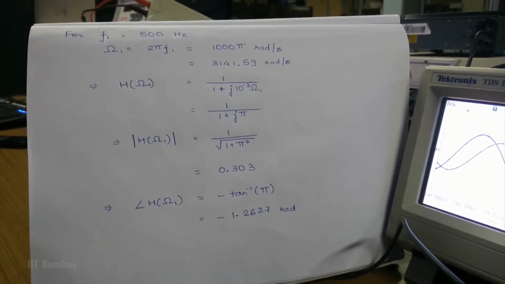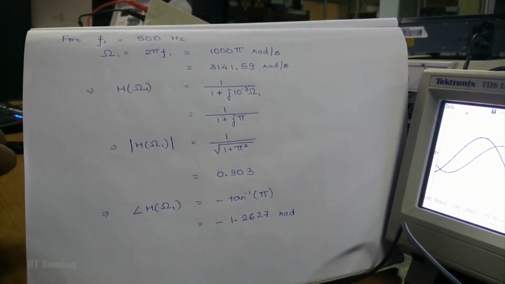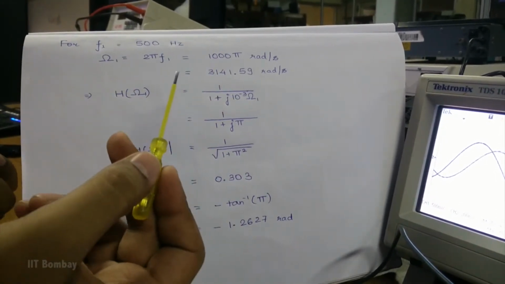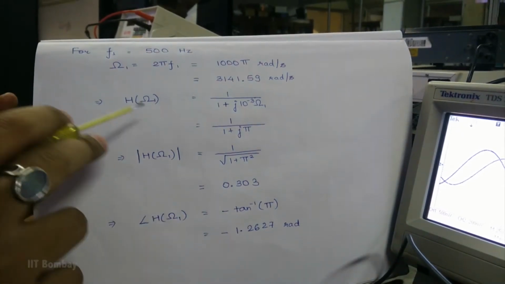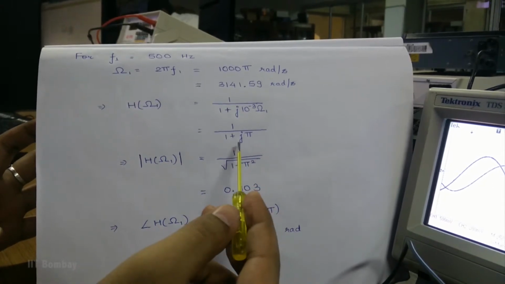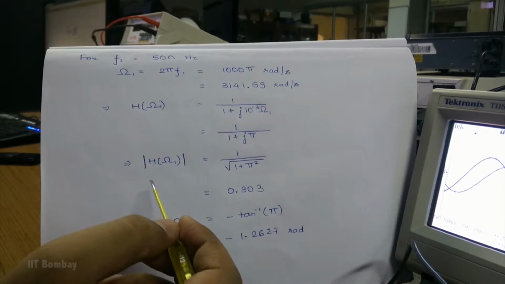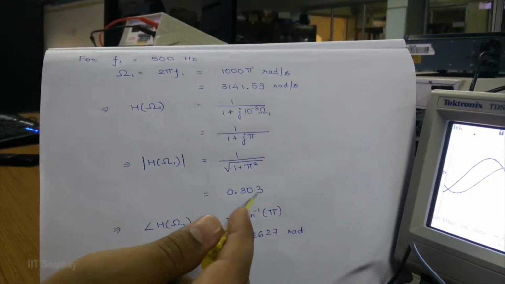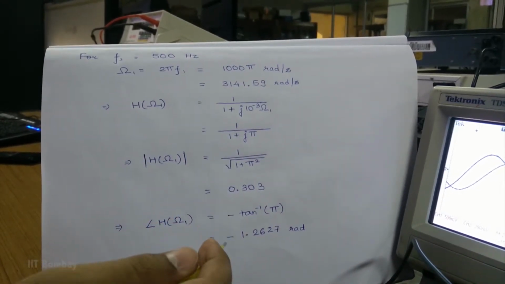circuit. Therefore, the angular frequency omega 1 is equal to 1000 pi radians per second or 3141.59 radians per second roughly. Therefore, the transfer function H of omega is equal to 1 upon 1 plus j pi, and the modulus of the transfer function is equal to 0.303. The argument of the transfer function is equal to minus 1.2627 radians.